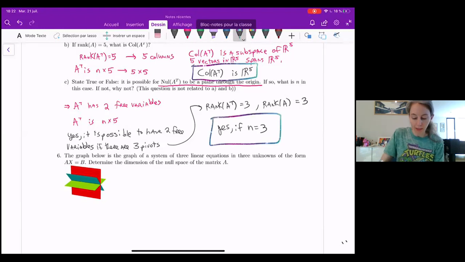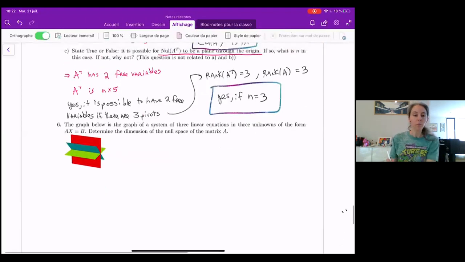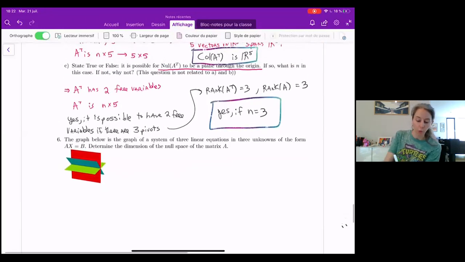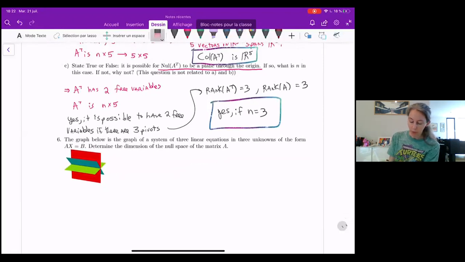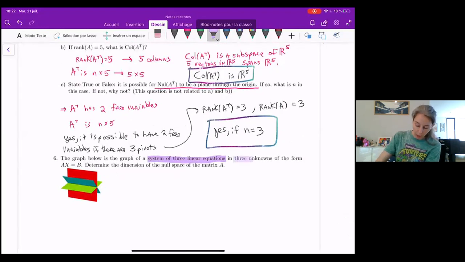And then on to our last question here. The graph of the system below is a graph of a system of 3 linear equations. So that means 3 planes in 3 unknowns. So I'm sorry, 3 linear equations in 3 unknowns. So that means 3 planes of the form AX equals B. Determine the dimension of the null space.